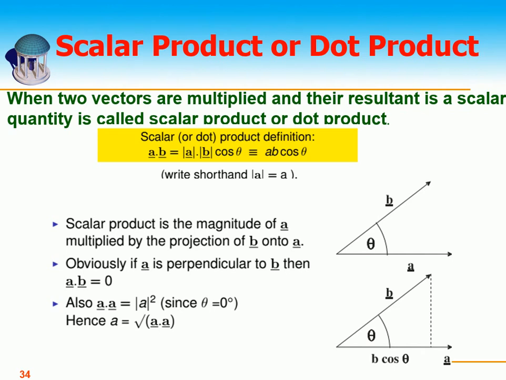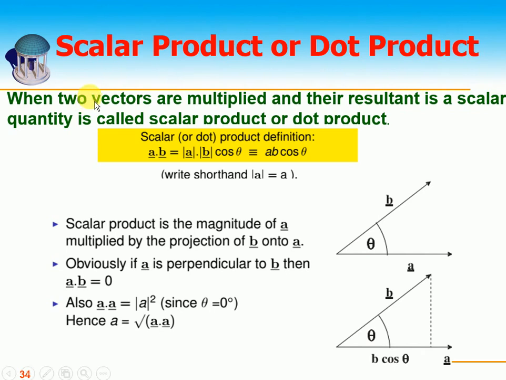Now, the next thing is when you are multiplying two vectors. We talked of addition of vectors, we talked of subtraction of vectors. So now the scalar product or dot product. When two vector quantities are multiplied, the resultant is a scalar quantity. This is called the scalar product or dot product or inner product.